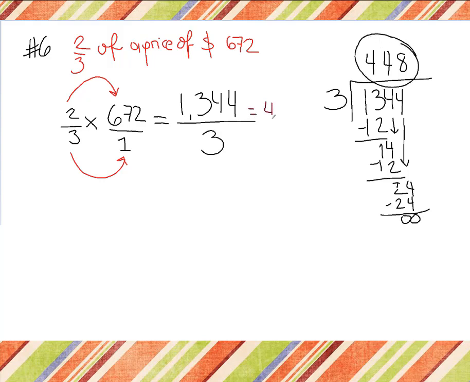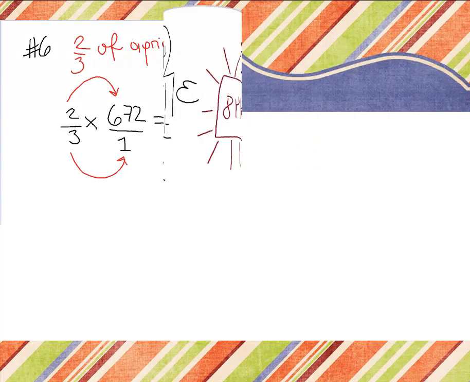Now let's do this. That is equal to 448, and that's what you're going to pay for it. That's just 2/3 of the original price. Remember, you're not going to pay 672. You're going to pay $448. Remember, don't forget to write the symbol.